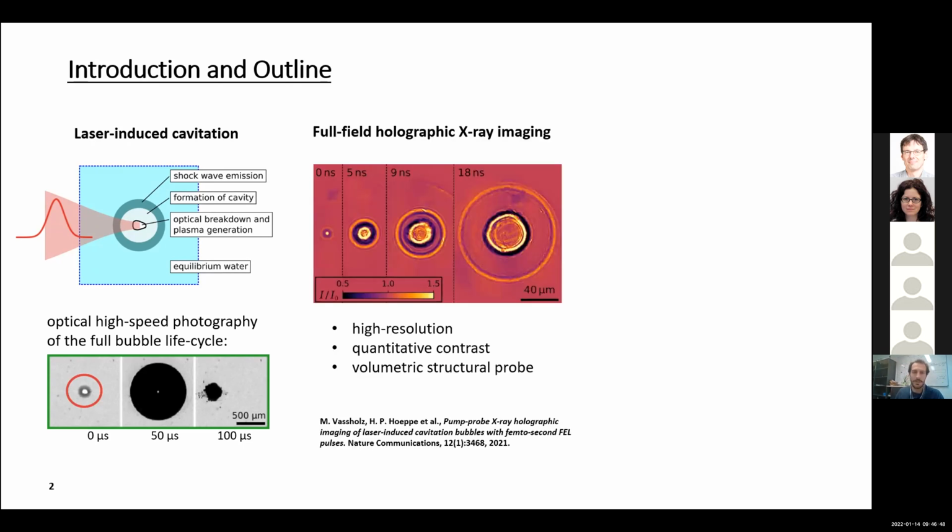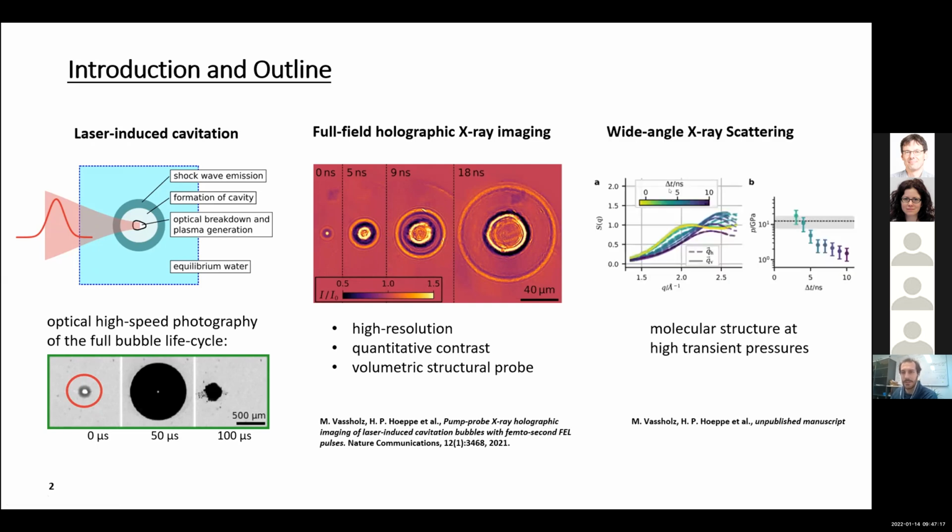And I'll be mainly talking about X-ray holographic imaging, which is a full field imaging technique. You can already see here a sneak preview of our results, showing the time evolution by the X-ray holography. I will show you that this is a high resolution technique with unique quantitative contrast, and that it also can yield 3D structural information. And then I will quickly follow up with a second experiment, which is time resolved wide angle X-ray scattering of the same process, where we investigate the molecular structure and the molecular dynamics.